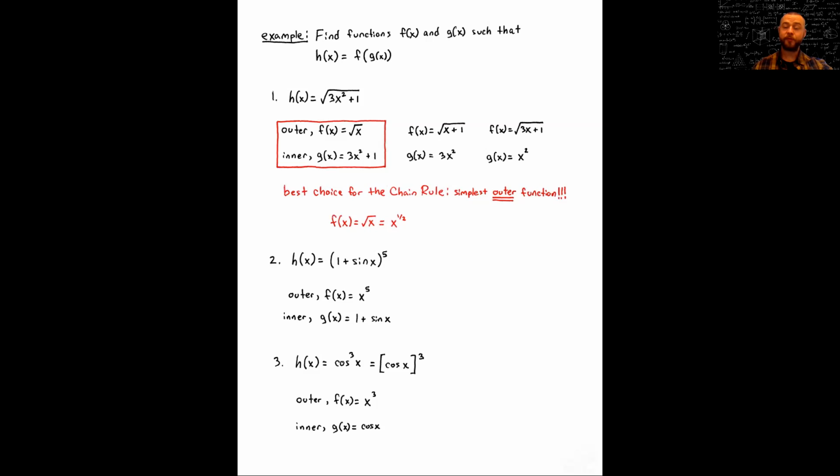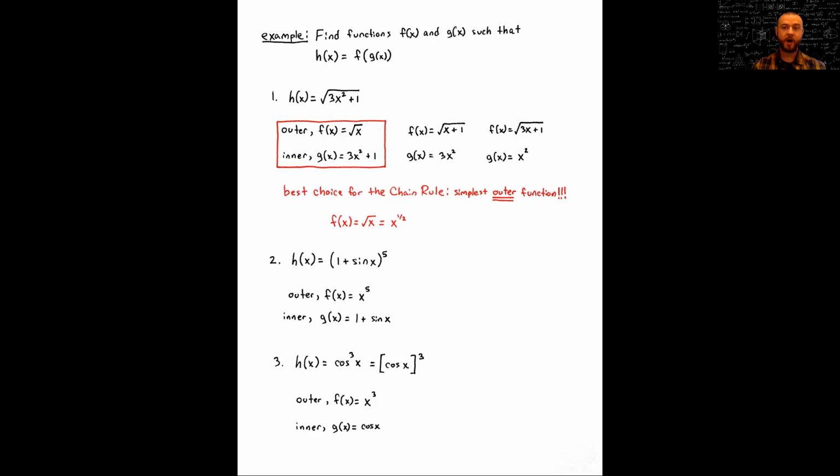All right, now notice by rewriting it, you might feel a little more comfortable identifying your outer and inner functions, but we're going to be seeing powers of trig functions a lot at this point in our course and beyond. So just make sure you're comfortable with the notation in example 3, cosine cubed of x, which really means cosine of x cubed.